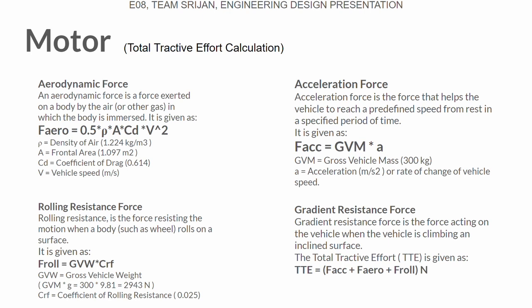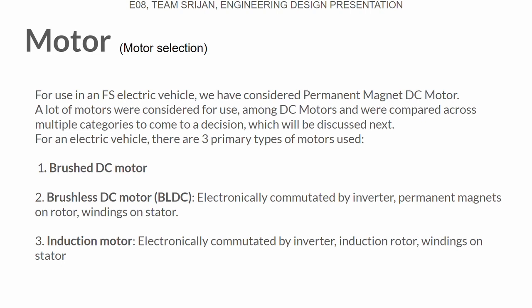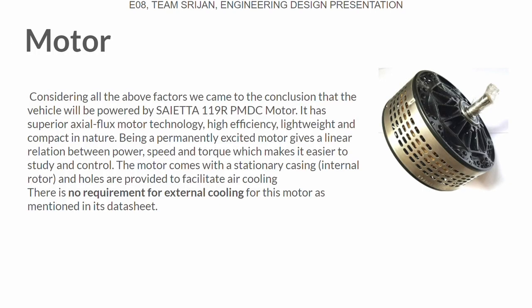Motor. These are the forces which I've already discussed for total tractive effort. On the following formulas, motor sizing was done and total power of the motor was calculated. We had to choose between 3 types of motor: brush DC, brushless DC motors, and induction motors. We eventually went for brushless DC motors. The decision matrix shows why we selected permanent magnet DC motor. We needed to select a motor which has maximum nominal torque in close proximity to 30 Nm.